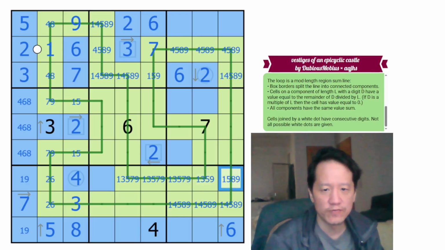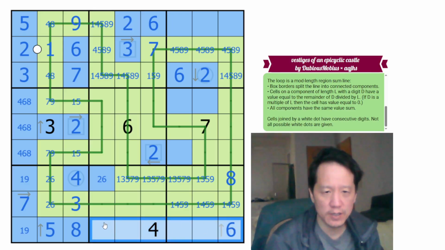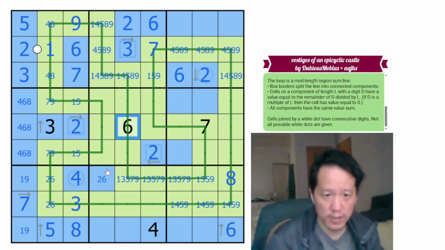Therefore, this cannot be 1, 5, or 9. It has to be 8, which means these can't be 8. The remaining digits here have to be 2 and 6. But 6 cannot be here. 6 can't be here. So one of these is a 6. We're not sure which.